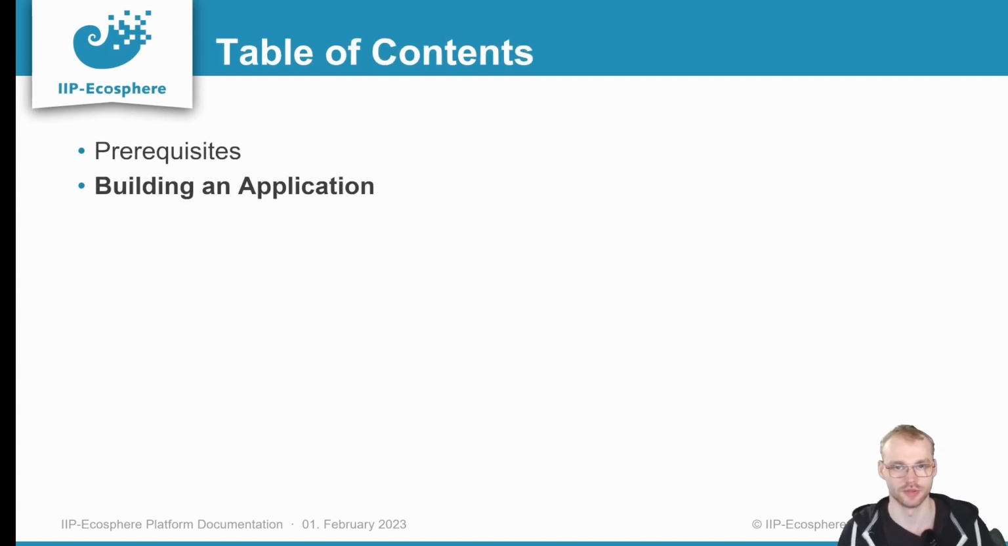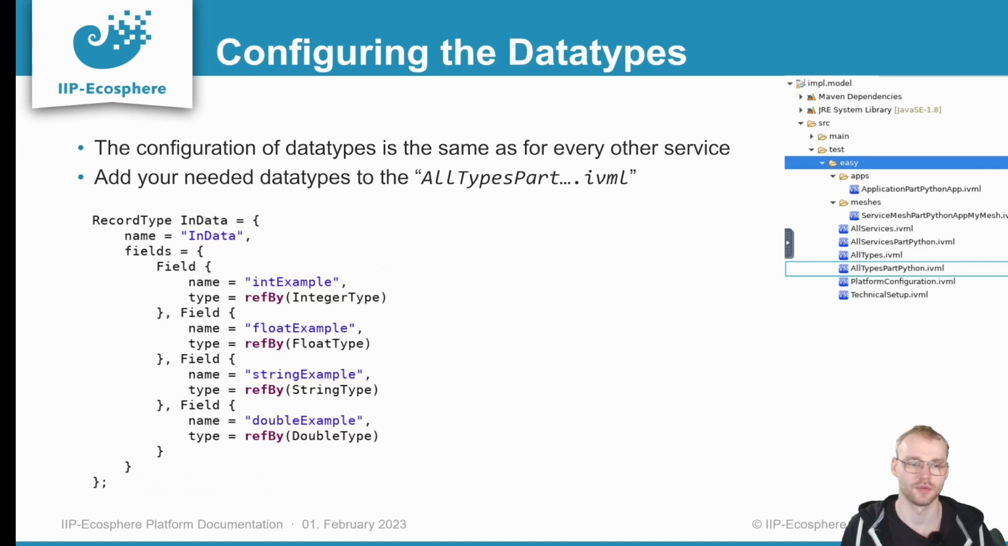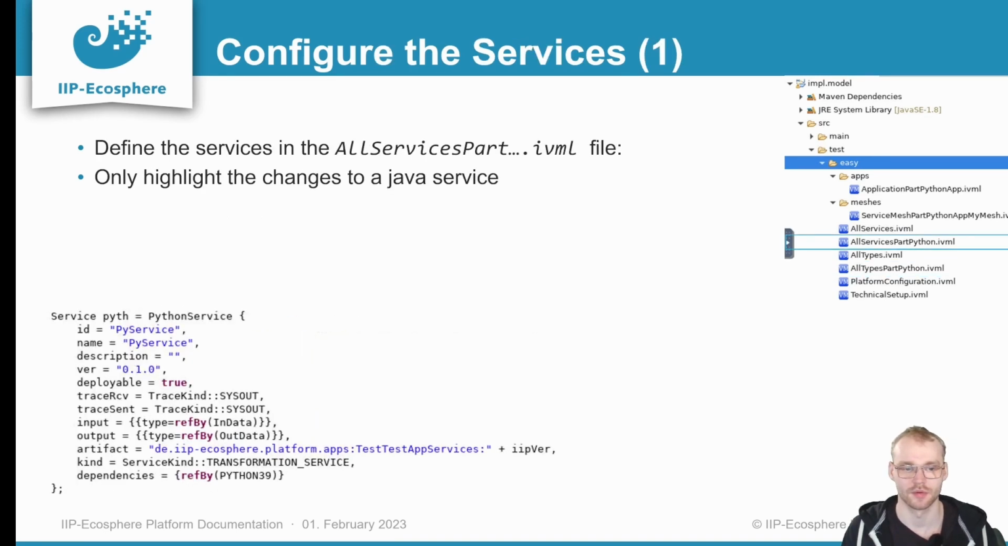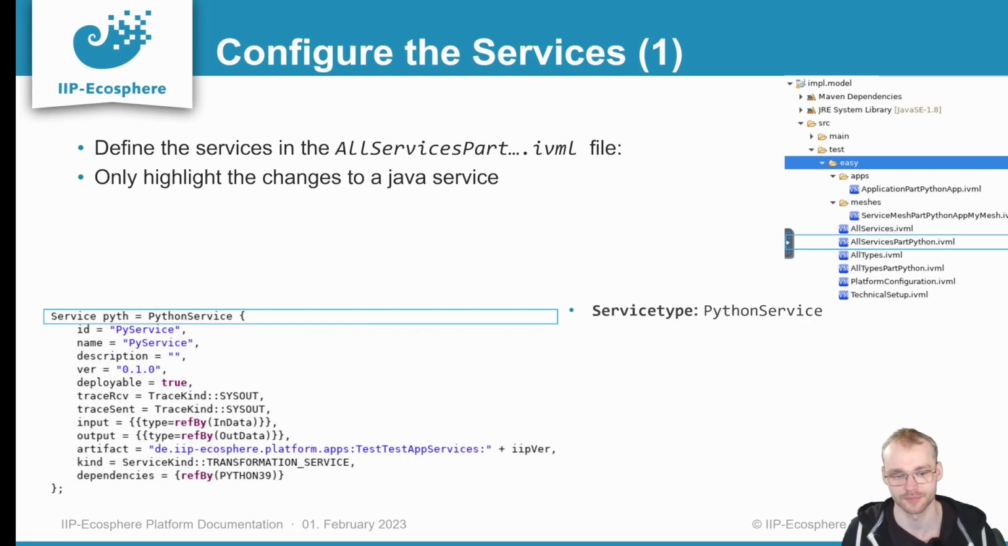So how do we actually build an application with a Python AI service? We start firstly with configuring the data types. Like we've already seen, there isn't much new to this. We then define the service. We've seen this once. In this case, we will only highlight the changes, the differences to a Java service. The rest is, like mentioned in the configuring service video.